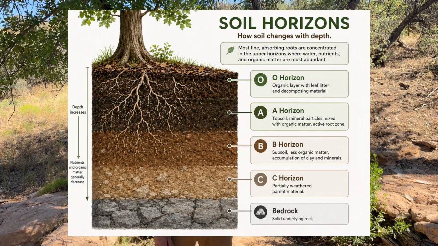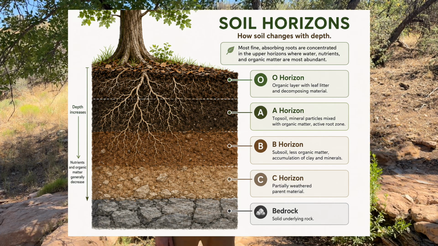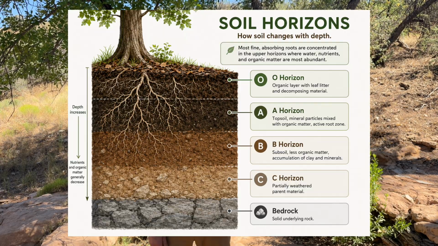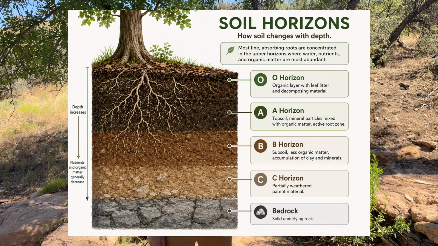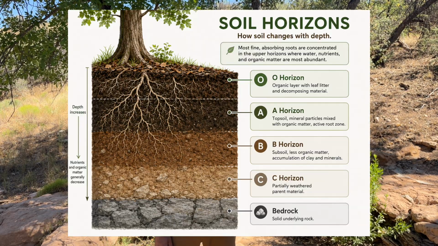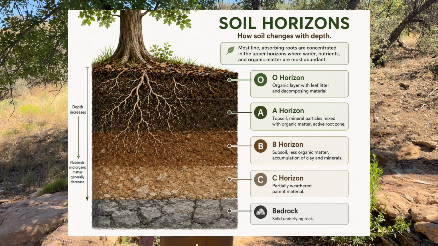Another important part of soil is that it changes with depth. Soil develops in layers called horizons. A vertical section through those layers is called a soil profile. A simple soil profile is often described with O, A, B, and C horizons. The O horizon is the organic layer. This is where leaves, needles, decomposing plant material, and other organic debris collect at the surface. Not every site has a thick O horizon. In maintained landscapes, that layer is often thin or removed because organic material gets cleaned up.